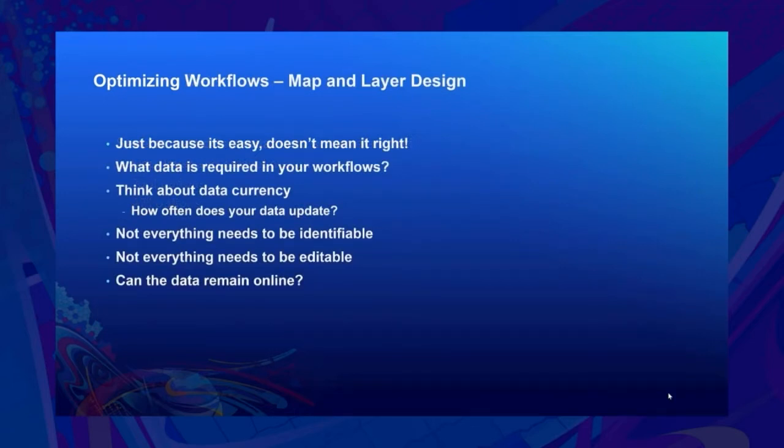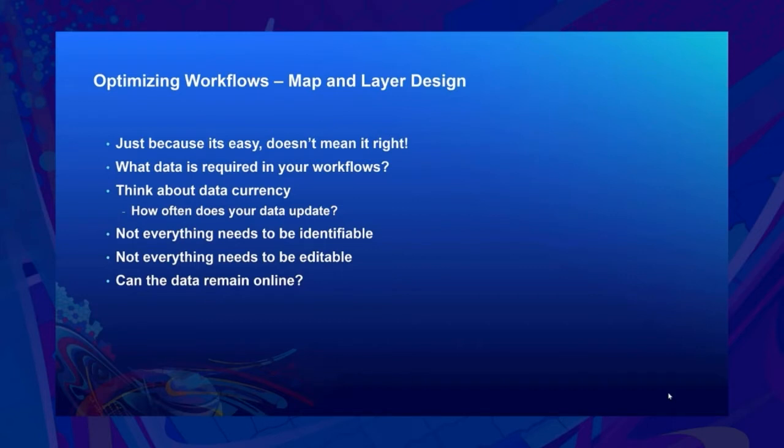In terms of map and layer design, which, as I mentioned, is the best place to start, the kind of overriding message is just because it's easy, it doesn't mean it's right. Now, by that, I mean it's very easy to set up a web map, add all of the layers that you're interested in, enable it for offline, and then you simply take it offline with the Runtime API, and it will work. The system absolutely supports that, and there's nothing wrong with that workflow.